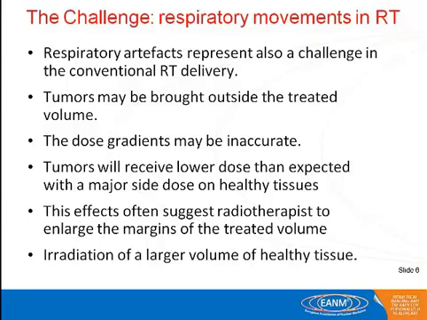This is really a challenge for radiotherapy delivery. Tumors may be brought completely outside the treated volume. Dose guidance may be inaccurate. The tumor will receive a lower dose than expected, with a major side dose on healthy tissue. This effect often pushes radiotherapists to enlarge the margin of the treated volume, and so we have irradiation of a larger volume of healthy tissues. What does it mean? It means that we are using a really huge field to be sure to irradiate the tumor, but we also give a lot of dose to the healthy tissues around the tumor that we are going to treat.